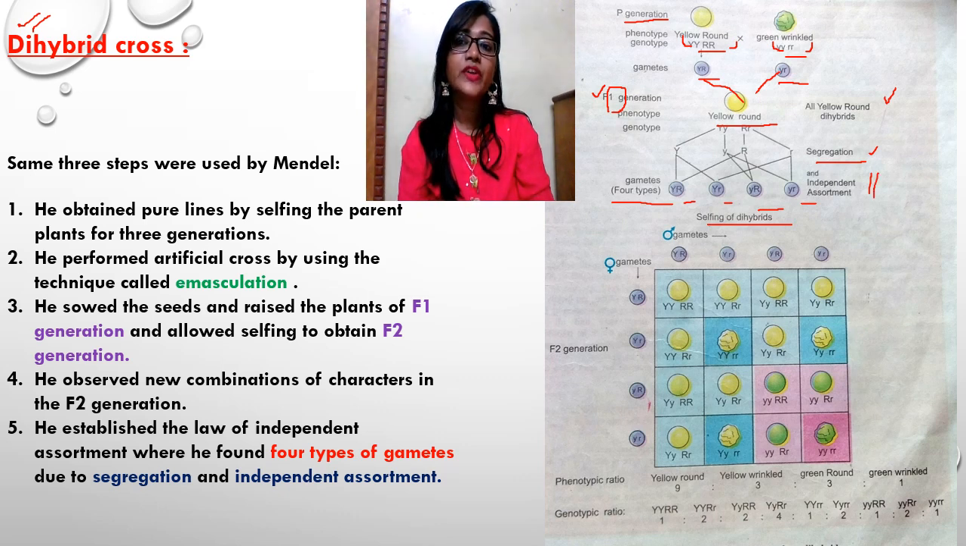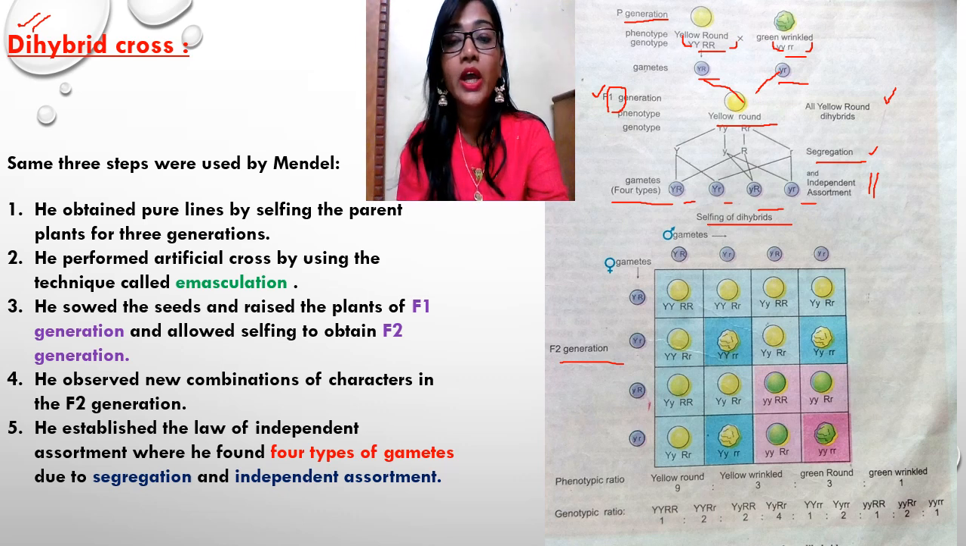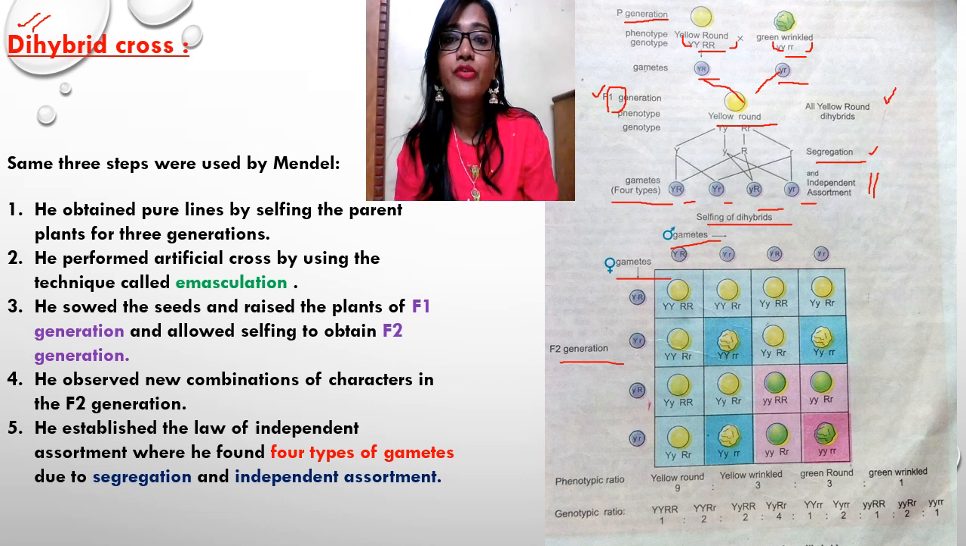So by selfing the dihybrids, what Mendel got in the F2 generation, he used Punnett's square. We have talked about Punnett's square earlier. In the Punnett square, we write the gametes produced by the plants, and the boxes give us the probable numbers of the phenotypes or the genotypes in the respective generation. So in the Punnett square, we take into consideration the male gametes and the female gametes.